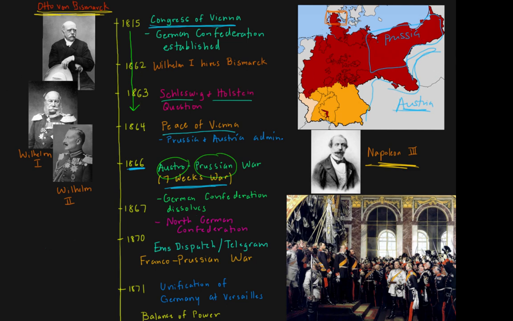Now I want to pause a bit and talk about Bismarck's way of playing politics. Historians through the ages have really marveled at Bismarck's skill in getting what he wants. So they've classified Bismarck as a master of what they call realpolitik. And realpolitik quite literally means realistic politics.